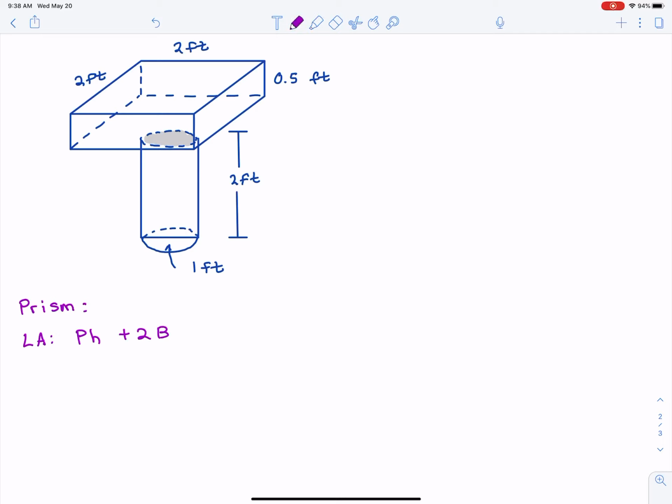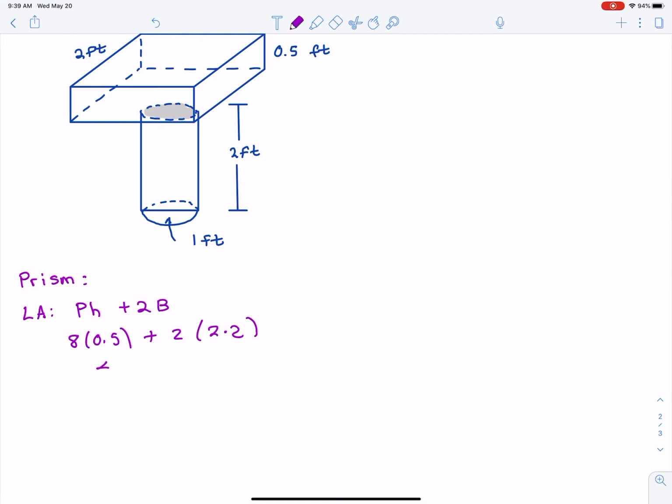So the perimeter, since the top is a square, it's 2 by 2, which means the perimeter is 8. The height is 0.5. So that gives me the lateral area. But then to that, I'm going to add the bases, the top and the bottom. So that is 2 squares, there's 2 of them, and each one is 2 by 2. So we get 4 plus 8, or 12.